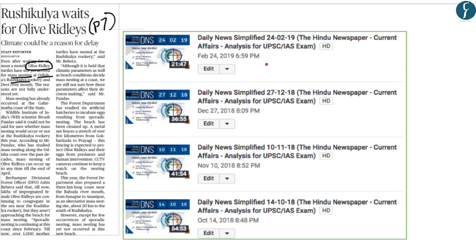Now, olive ridley turtles have been covered several times within Daily News Simplified, whereby they have been covered in the DNS video of 24th of February, in the DNS video of 27th of December, 10th of November, and 14th of October. Hopefully you have come across and understood about the olive ridley turtles from any of these Daily News Simplified videos. And therefore, what we're going to do today is ask several questions on the olive ridley and thereby revise about the olive ridley turtles from the perspective of your prelims examination through a question answer format.